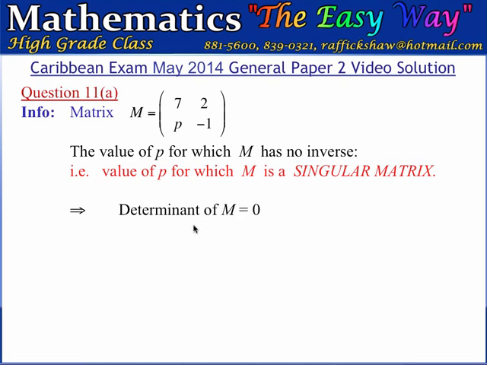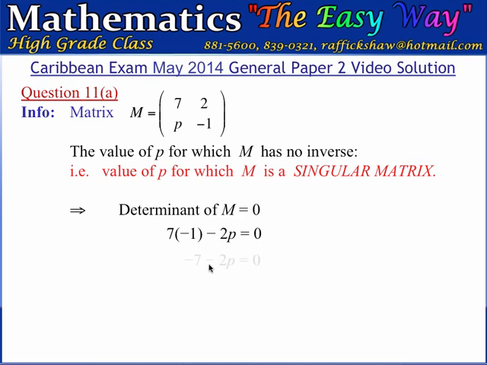Now the determinant of M is equal to the product of the elements on the leading diagonal minus the product of the elements on the following diagonal. The elements here, 7 and negative 1, are on the leading diagonal, and the elements here, 2 and P, are on the following diagonal. And so the determinant of M would be equal to 7 times minus 1, that's the product of these two elements, minus 2P, which is the product of these two elements. And to find the value of P now, we solve this equation.